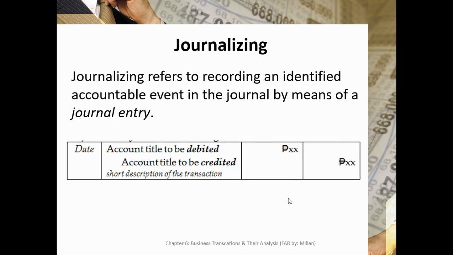So, after an accountable event is identified and analyzed, the second step is to record it in the journal by means of a journal entry. So this recording process is called journalizing. Ito yung format niya, as discussed also in the previous chapter. May date, ito yung account titles, and this is the debit and credit, and there's also a short description of the transaction.